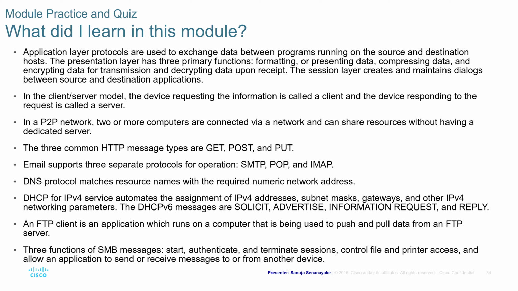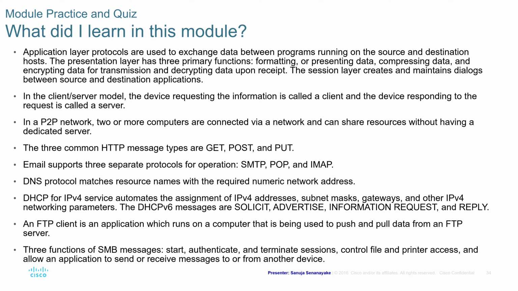The session layer creates and maintains dialogues between source and destination applications. In the client-server model, the device requesting the information is called a client, while the device responding to the request is called a server. In a peer-to-peer network, 2 or more computers are connected via a network and can share resources without having a dedicated server. So make sure you know the differences between the client-server model and peer-to-peer network and how to describe them.